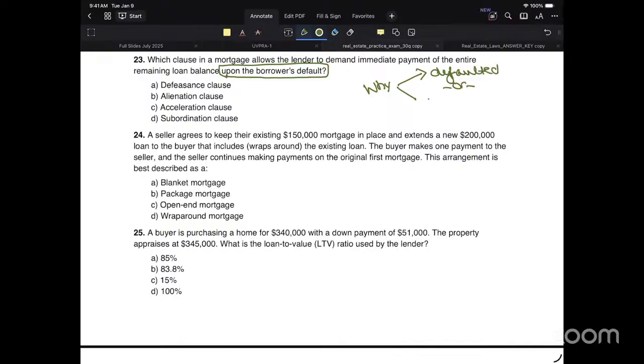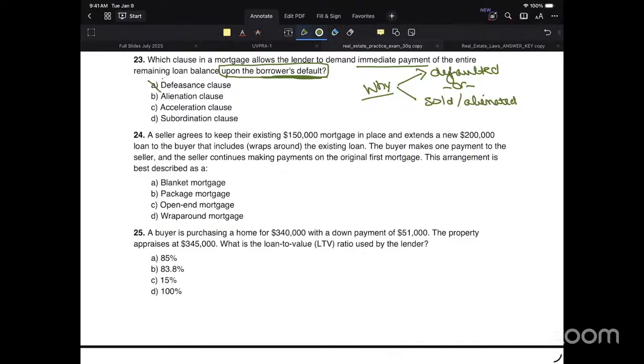Or is it because they sold or alienated themselves from the property? In both of those cases, you have immediate payment of the entire balance. This one says because the borrower defaulted. So is it A, the defeasance clause, B, the alienation clause, C, the acceleration clause, or D, the subordination clause?